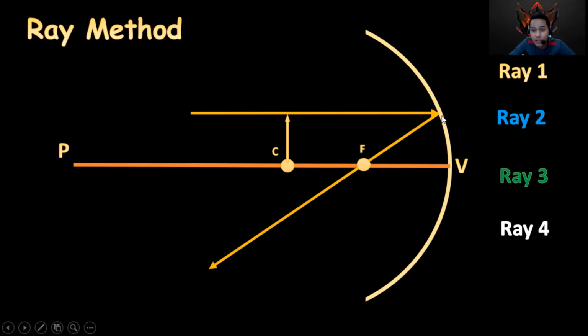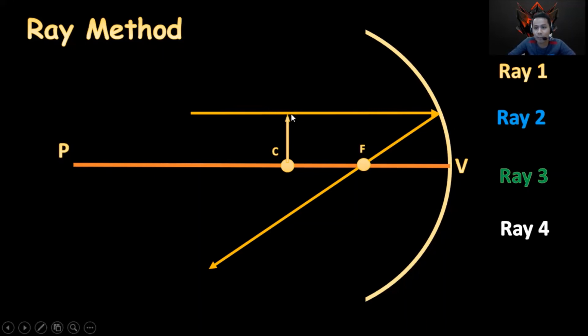So do not forget the arrowhead, ha? Do not forget the arrowhead here. Again, ray 1, it will hit your mirror parallel to your principal line, and it will reflect through the focus. So all of the rays that I presented to you kanina, same lang karon. Same lang put in the future and in the other cases. Next, ray 2. Here, for the ray 2, same lang gihapon.